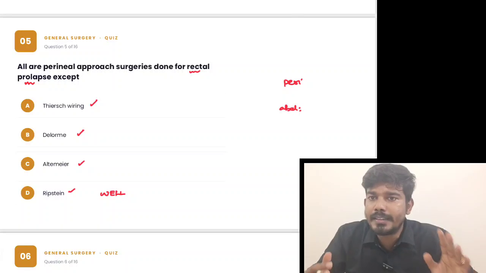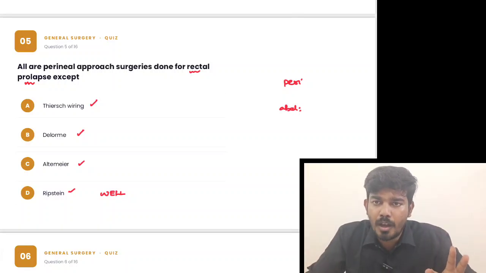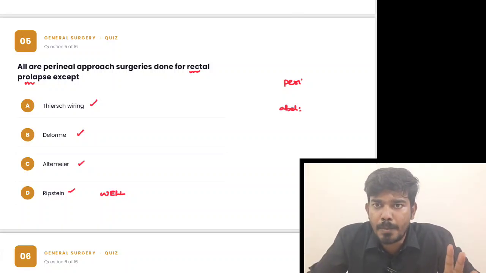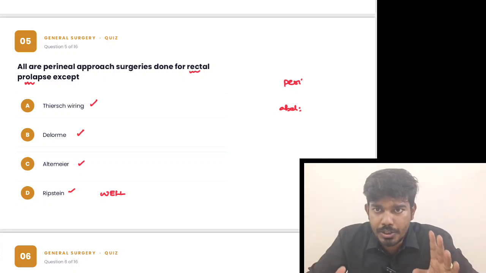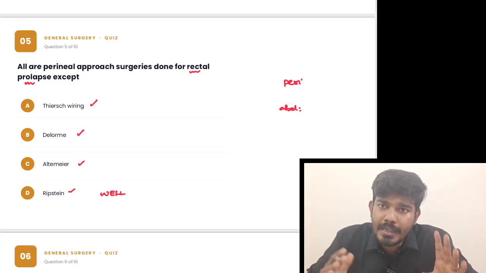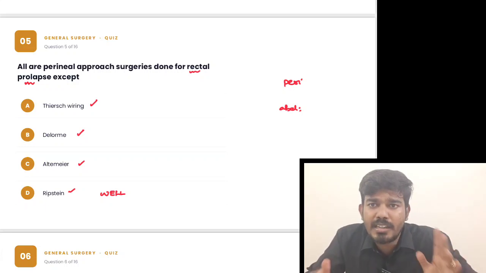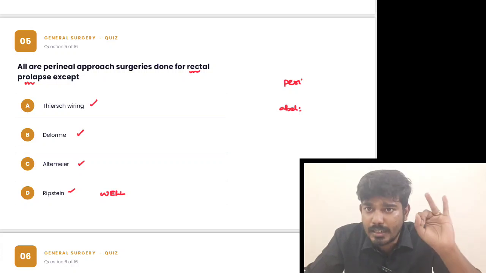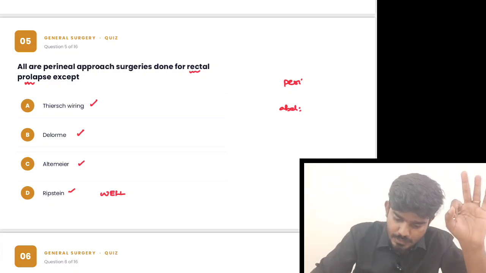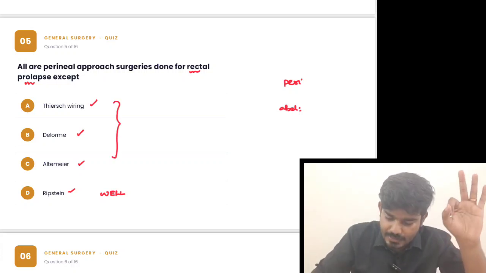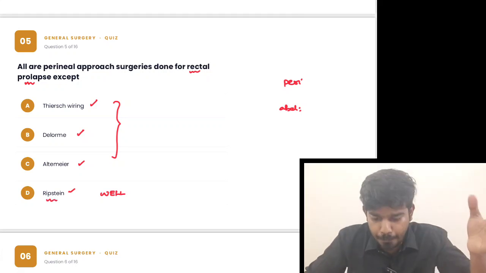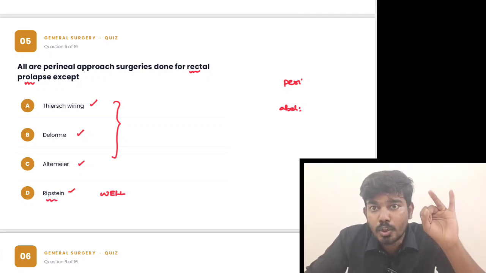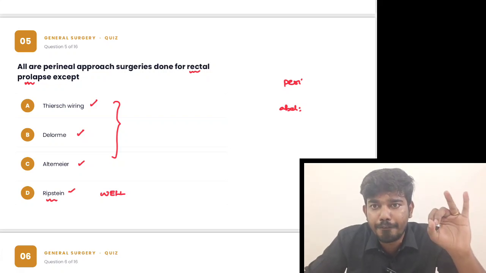Abdominal approaches are difficult to perform and are associated with increased complications, but they are associated with decreased recurrence. Perineal approaches are associated with easier surgery and decreased complications, but with increased recurrence. What is there? Thiersch, DeLorme, Altemeier. These three are perineal approaches, whereas Ripstein is an abdominal approach. Ripstein, Wells and Goldberg, Frickman.